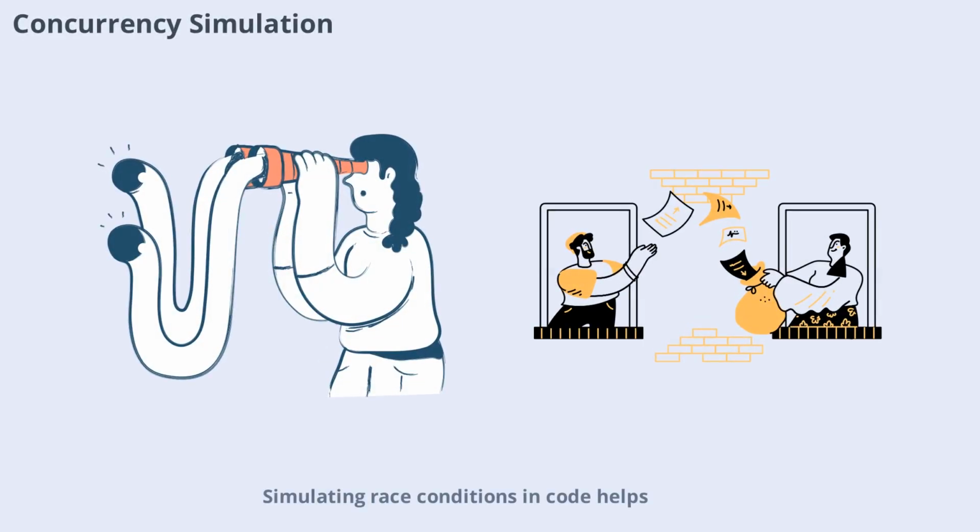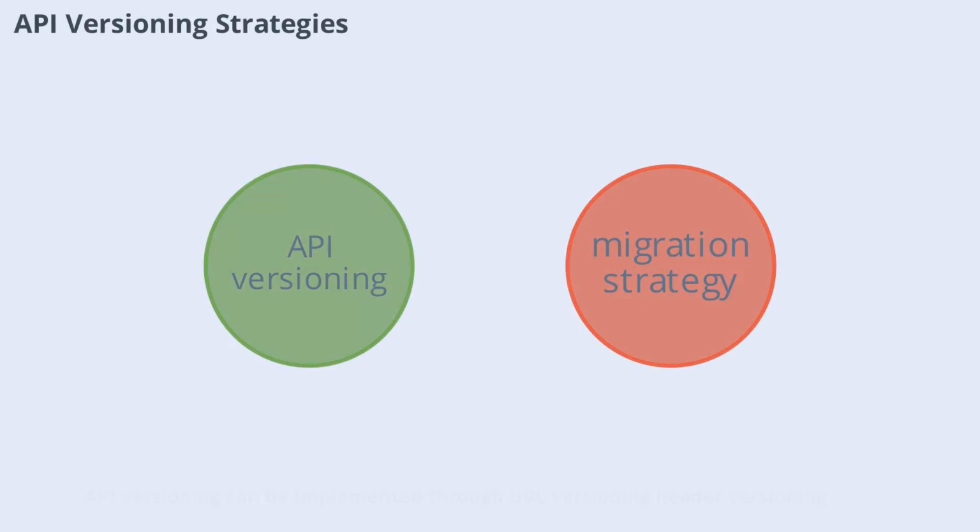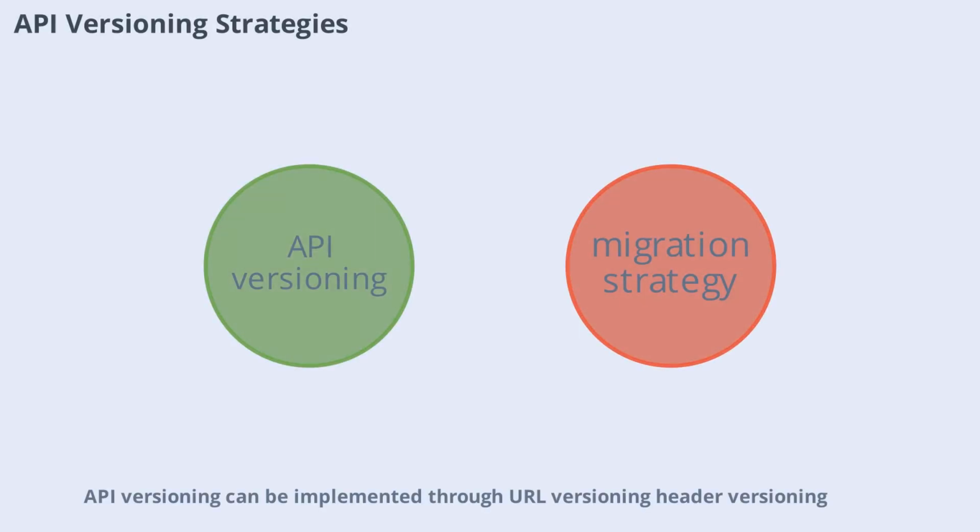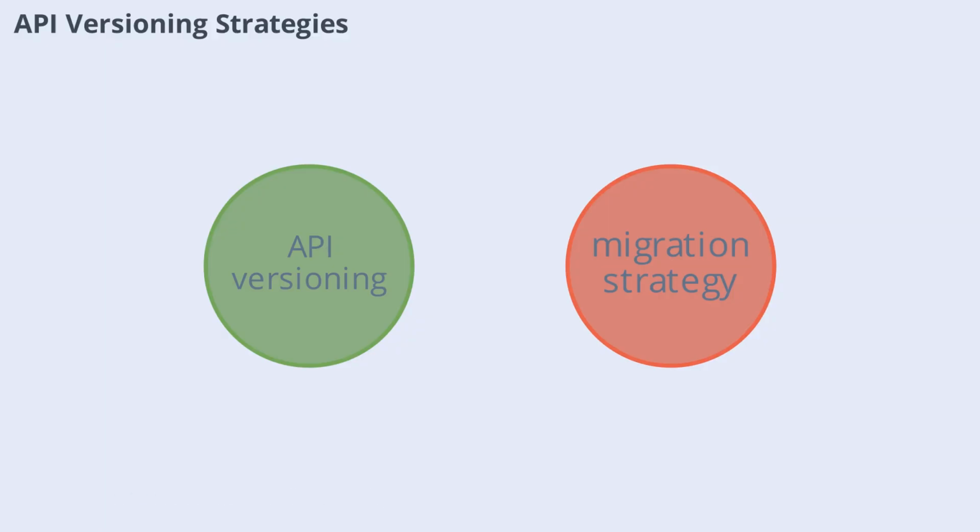Simulating race conditions in code helps understand how different locking strategies work. Testing select for update, optimistic concurrency control, and unique constraints against a real database reveals their strengths and weaknesses. This hands-on practice builds confidence and prepares you for interview scenarios involving distributed systems and concurrency. API versioning can be implemented through URL versioning, header versioning, or a combination.